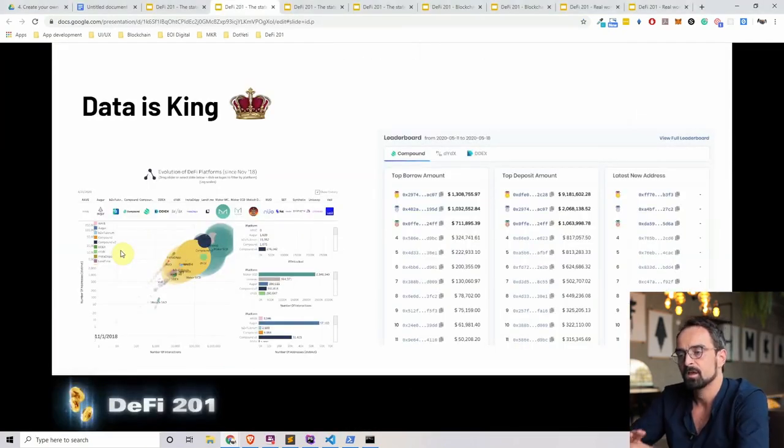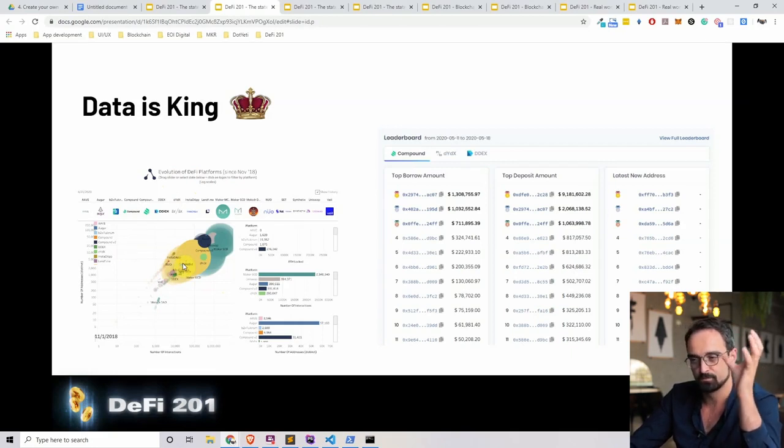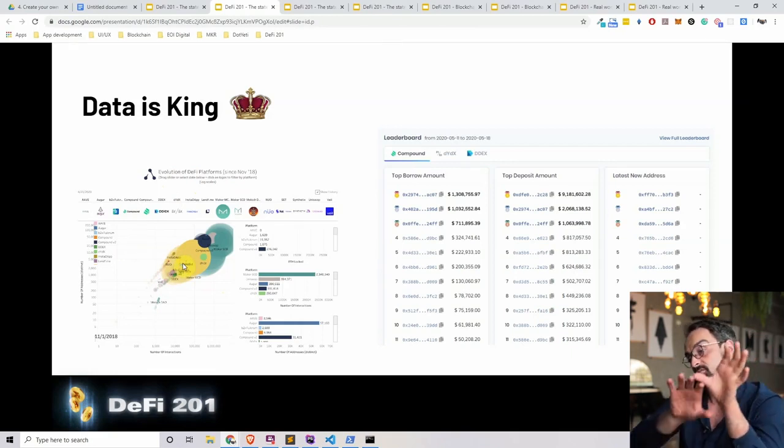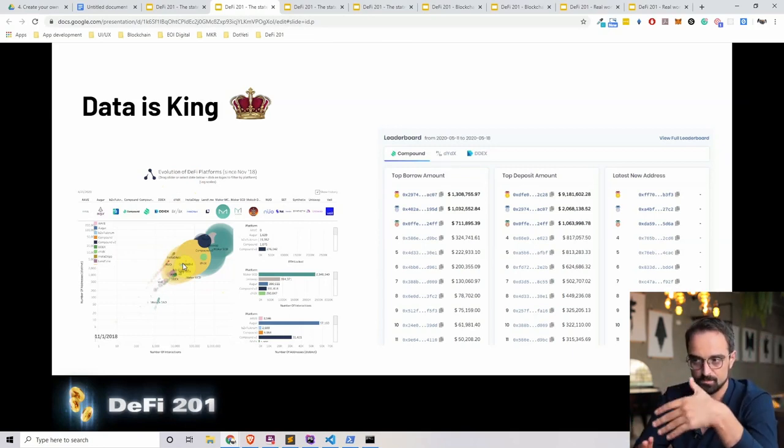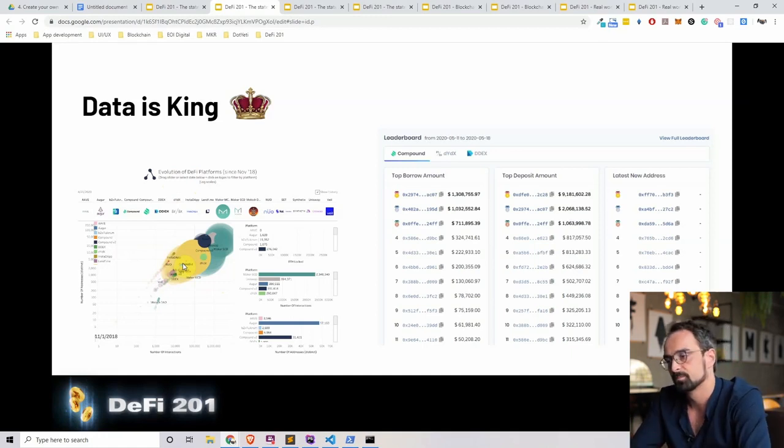Data is king, as I described. It's really important to look at all the different data sets to see all the different movements in the space. This data dashboard, where you see the evolution of DeFi platforms, is important for seeing what is happening. We saw a big shift from single-collateralized DAI to multi-collateralized DAI, and we can see that in the data. We're going to discuss later exactly what happened there.